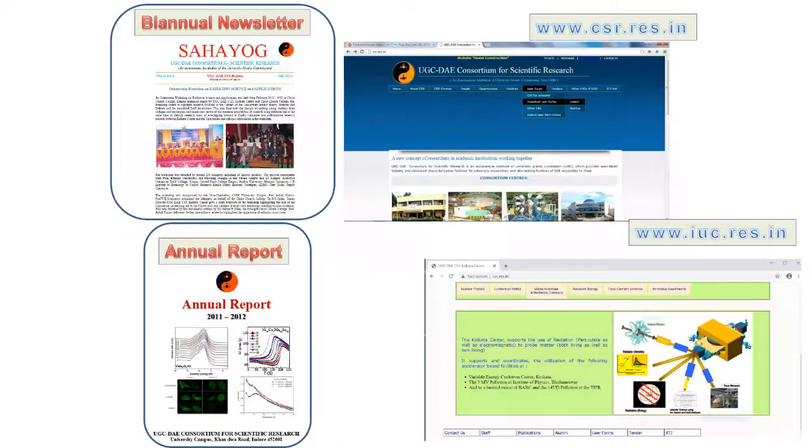Now, how do you know about us? In this age of digital technology, we have our website. The Calcutta Center also has a modest small website. You come to know about us through the Sahyog and the annual reports. As I said, this is our main web page that my colleague already talked about yesterday.